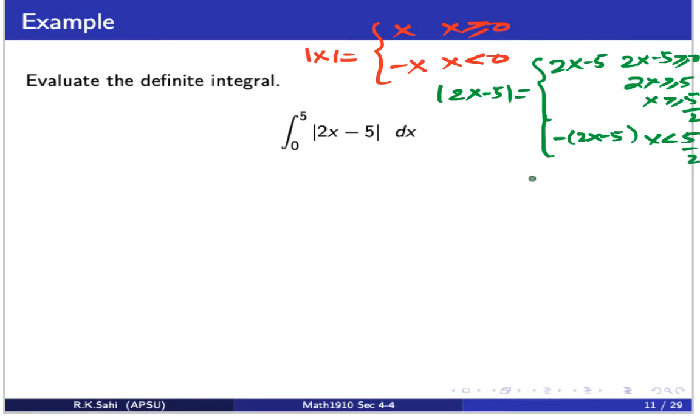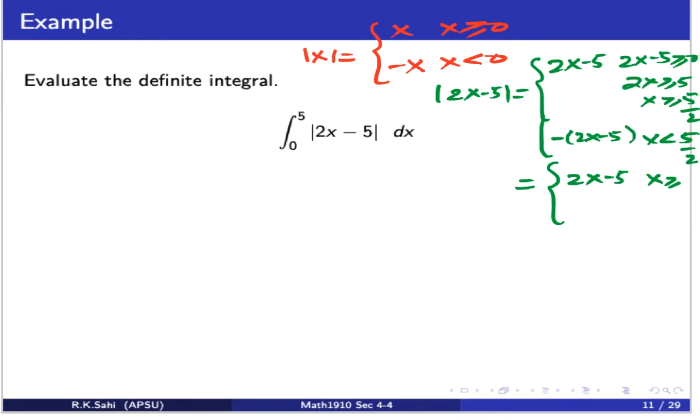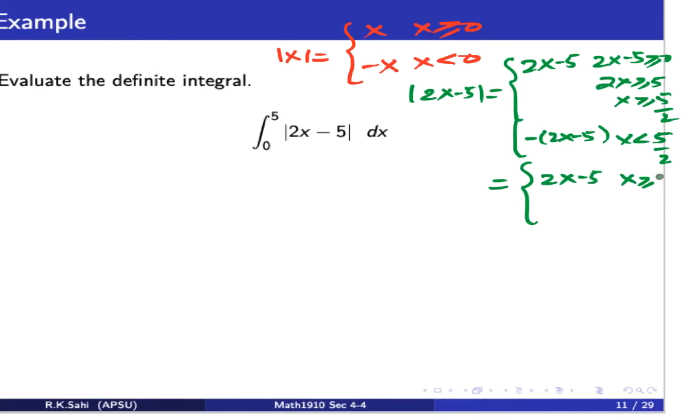To see a cleaner version of it, we can write this as 2x minus 5 when x is greater than or equal to, just to make life simple, 2.5, and minus of 2x minus 5 when x is strictly less than 2.5. In other words, when x is greater than 2.5, you have one function, and when x is strictly less than 2.5, you have a different function.